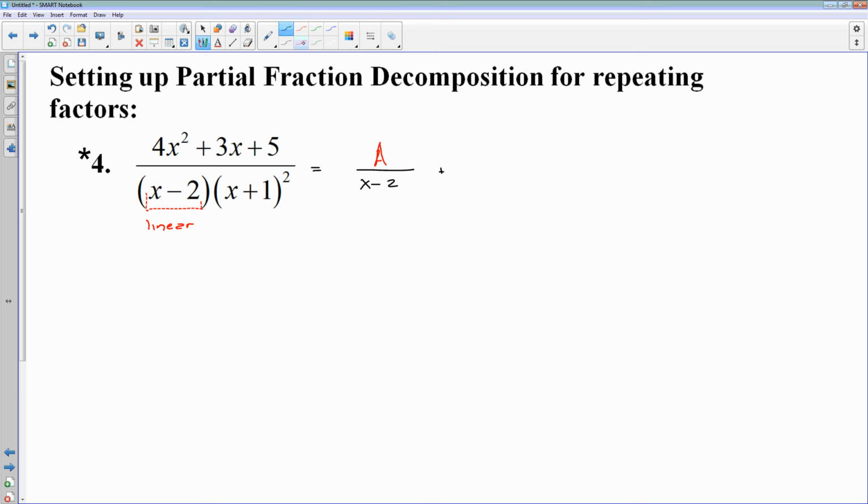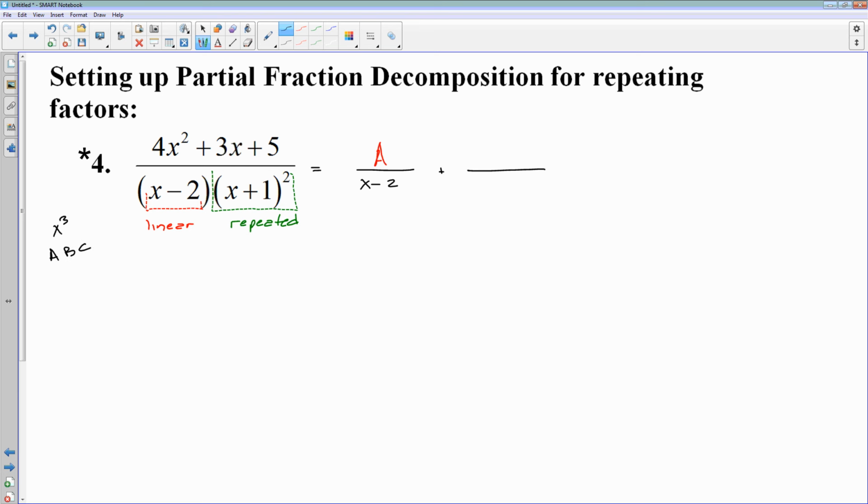Now my repeated factor is the x plus 1. There's my repeated factor. It's x plus 1 squared. That's repeated. And before I go on, let me find the degree of the denominator. If I were to multiply all this out, I have an x times an x squared. That would give me an x cubed, which means I need an a, b, and a c to solve for here.